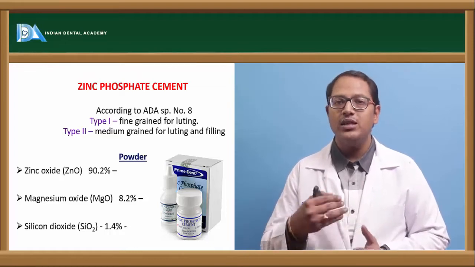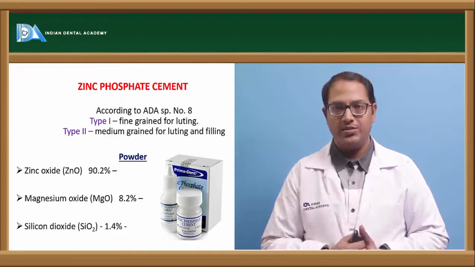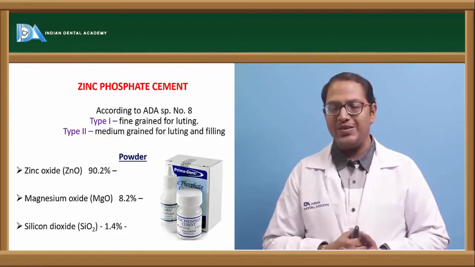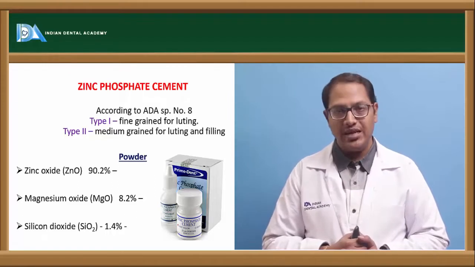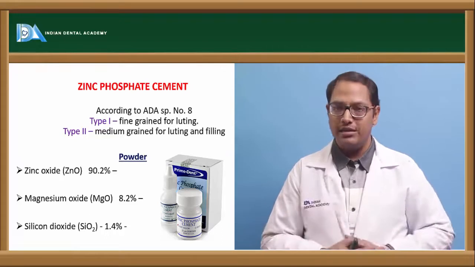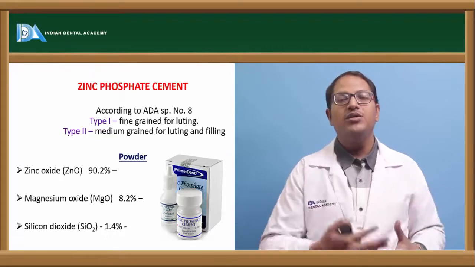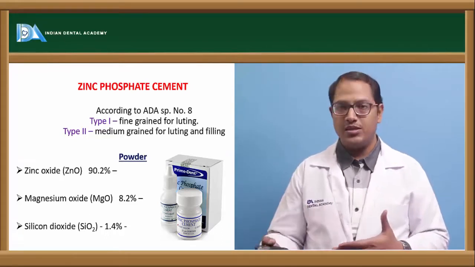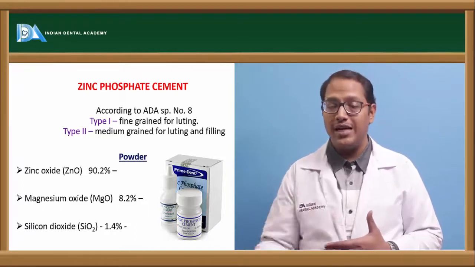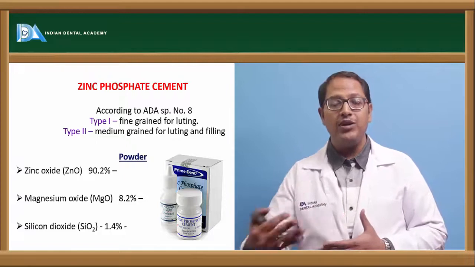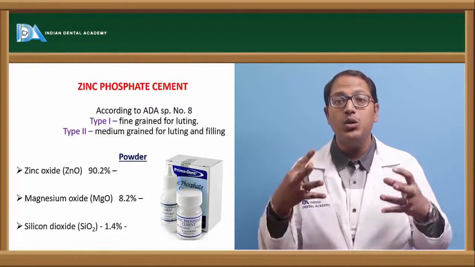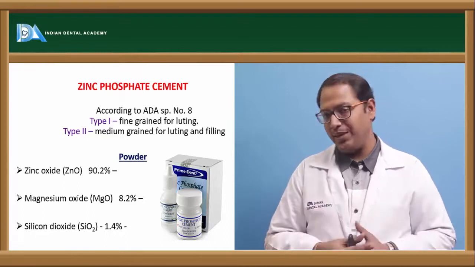Zinc phosphate is the oldest cement ever possible. It was the first cement which came across as a luting cement in the 1800s. Now zinc phosphate is taken as a gold standard. Whatever cement is coming out, we compare it with the bond strength of zinc phosphate, the tensile strength of zinc phosphate, the pulp reaction of zinc phosphate, the acidity of zinc phosphate. So zinc phosphate has become the gold standard in the luting cements.